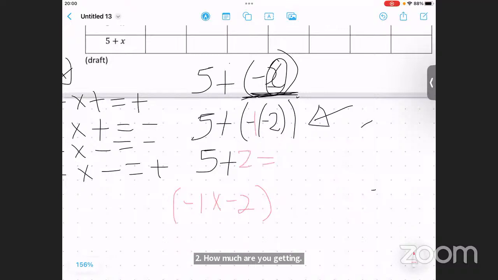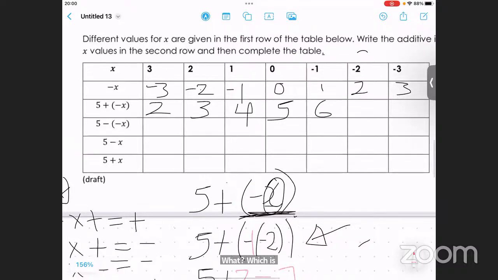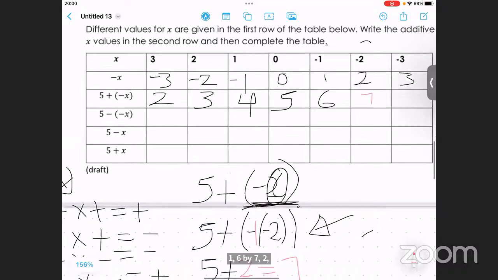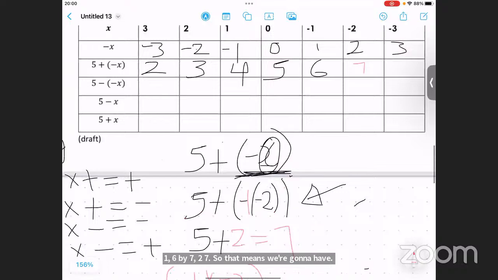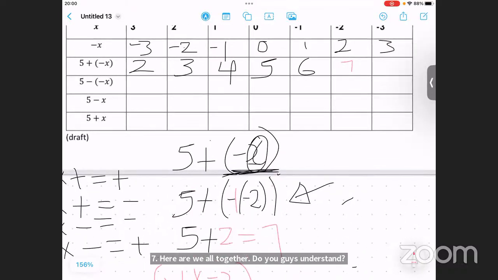We get 2. So that means it's going to be 5 plus 2, which is what? Which is not 6 but 7. So that means we're going to have 7 here. Are we all together? Do you guys understand? Yes.